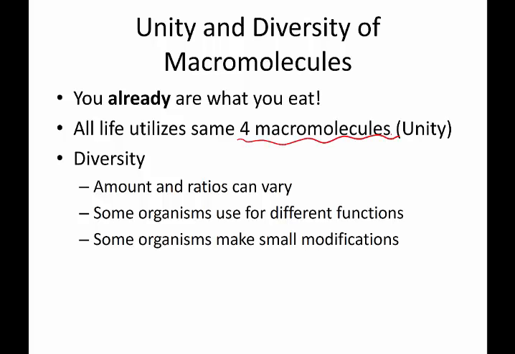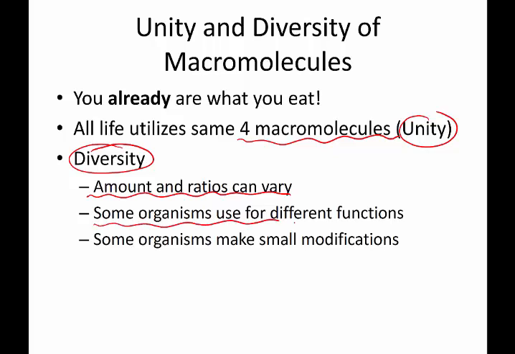So this goes back to this concept of unity within diversity. So all of life uses the same four macromolecules. So this is a very good example of unity. There's also diversity in this fact. So some organisms can use different amounts and ratios of certain macromolecules. So for something like plant material that has a lot more dietary fiber or cellulose, compared to something like cholesterol, which plants usually don't have. So different organisms can use different amounts and ratios of macromolecules.